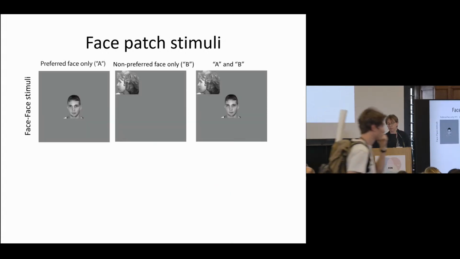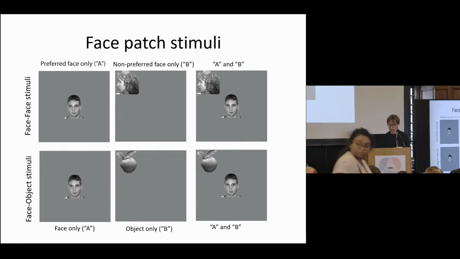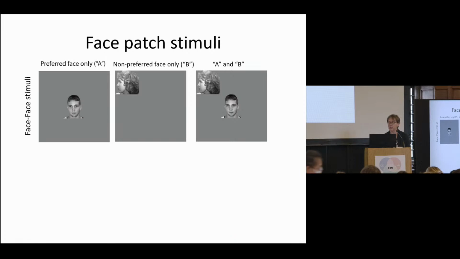So the data set that we received from the Freiwald lab involves two kinds of stimulus combinations. In some cases, there's a face presented at one location. We'll call that the preferred face. There can also be a non-preferred face presented at another location. And then the third possibility is that both of those stimuli are presented together.